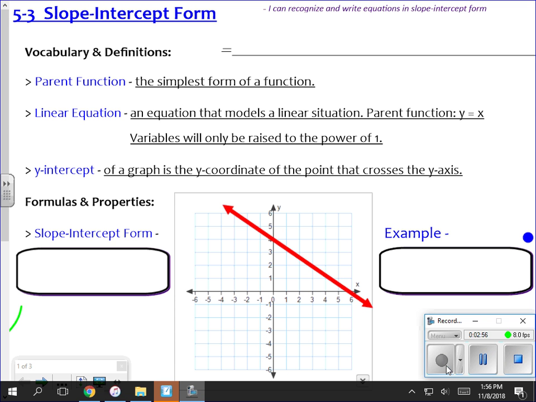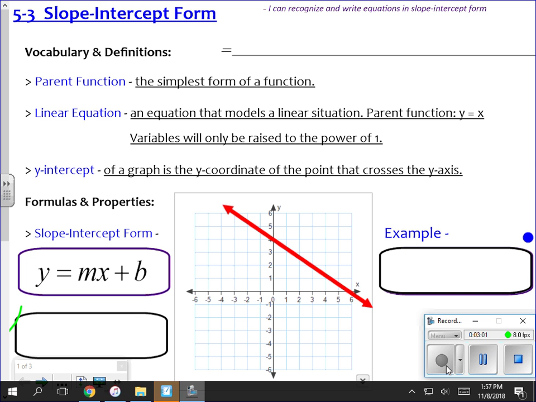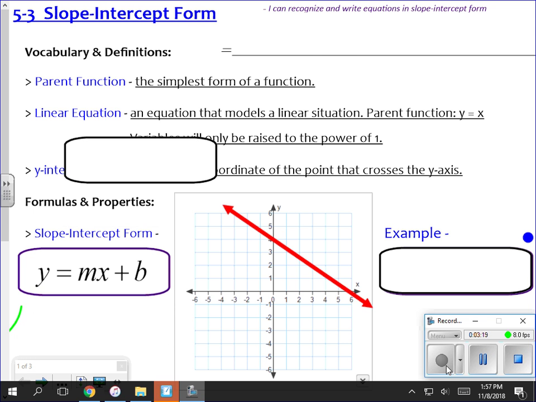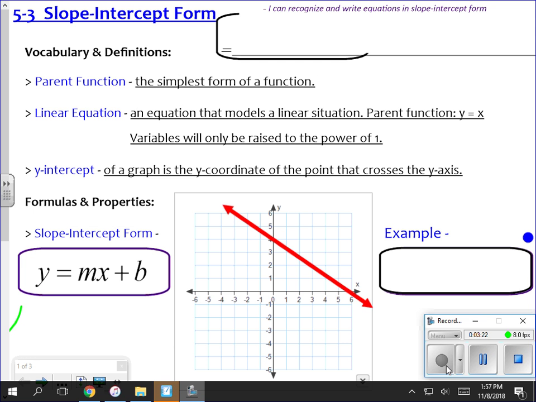So, formulas and properties. The most important formula you'll have today is slope-intercept form. Y equals mx plus b. M, we did M the other day. M stands for the slope of the line. B is what we use for the y-intercept. So M is our slope, and B is our y-intercept.